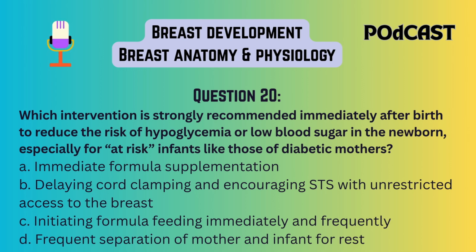The strongly recommended preventive approach is B, delaying cord clamping and encouraging skin-to-skin contact with unrestricted access to the breast. These practices help stabilize the baby's transition, maintain temperature, and facilitate early, frequent colostrum intake, all crucial for preventing hypoglycemia. Formula, A and C, may be needed therapeutically, but isn't the primary prevention strategy, and separation, D, is counterproductive.